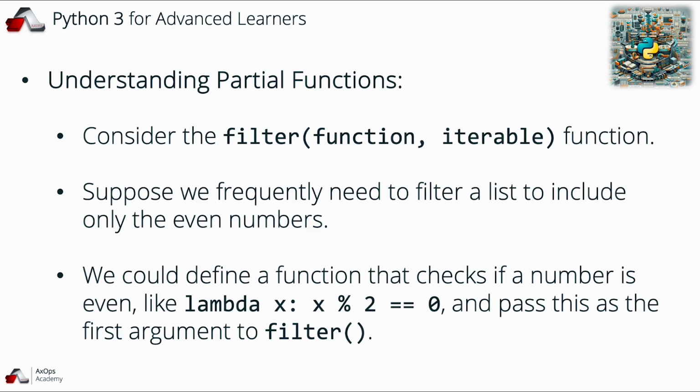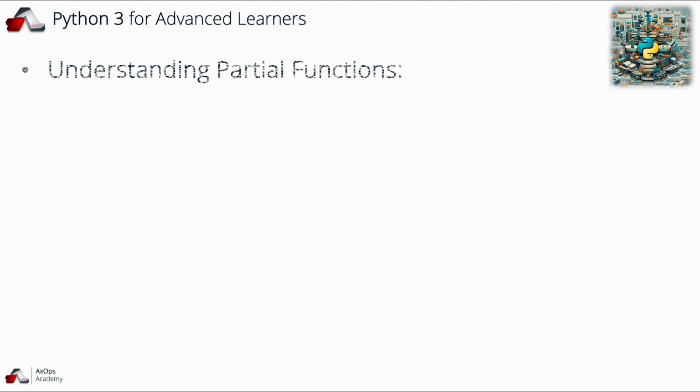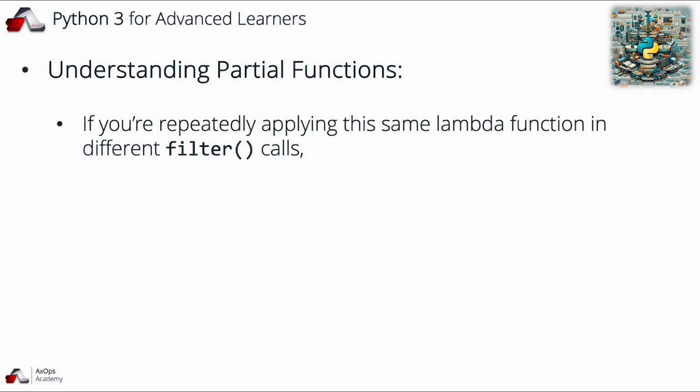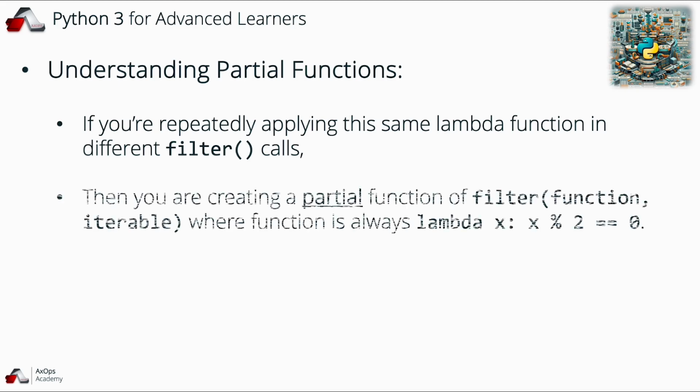Normally, you would define a function that checks if a number is even, like lambda x: x % 2 == 0, and pass this as the first argument to filter. However, if you find yourself repeatedly applying this same lambda function in different filter calls, you are essentially creating a partial function of filter(function, iterable), where function is always lambda x: x % 2 == 0.